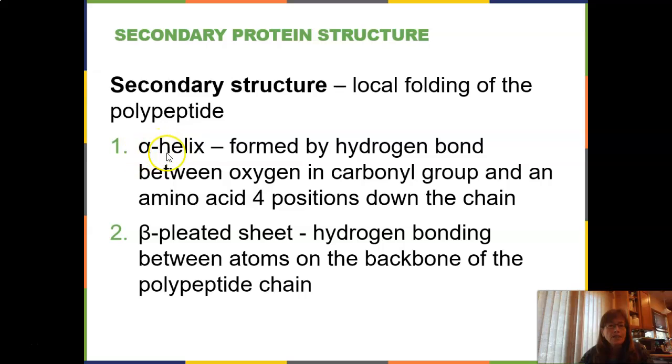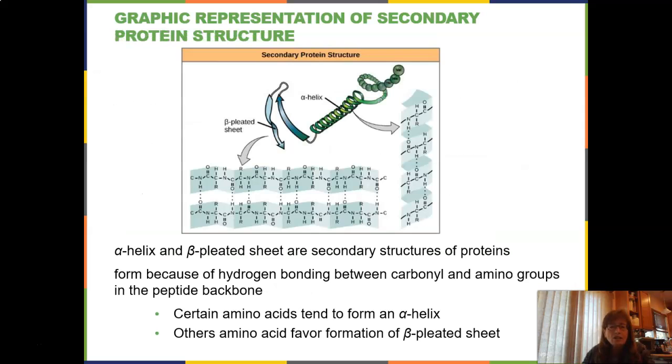One is the alpha helix. A helix is like the spiral staircase we were talking about with DNA. Or it could be a beta pleated sheet, which is like the pleats of a skirt. So you get hydrogen bonding, but it looks a little bit different. So let's take a look at them.